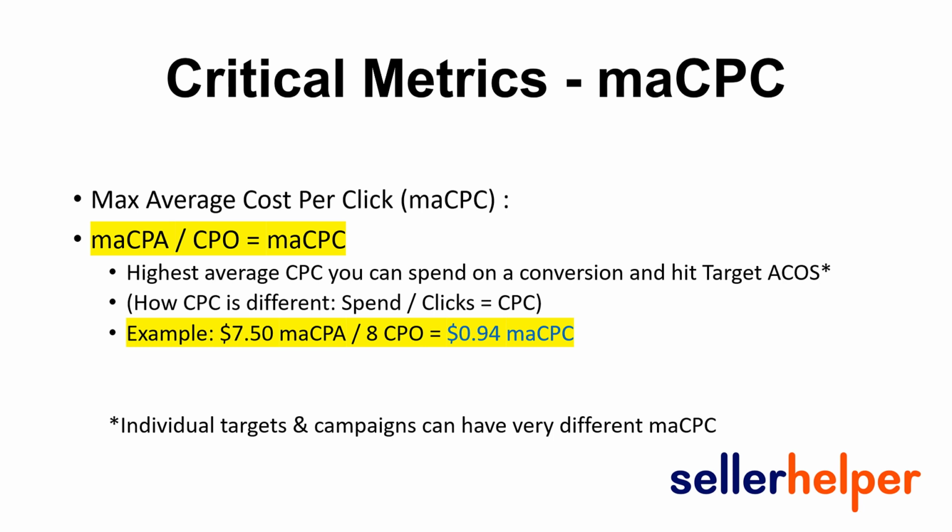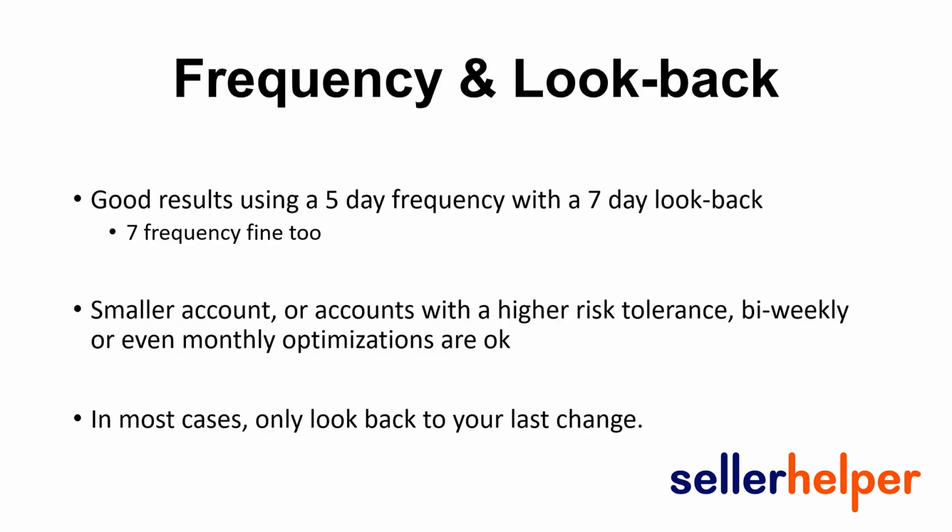This is different from cost per click in that cost per click is spend divided by clicks and tells you how much you are spending on clicks. What we're trying to discover is how much you can spend on clicks and hit your target ACoS. So the example here is if you have a $7.50 maximum average cost per acquisition and it takes 8 clicks per order, then your maximum average cost per click is 94 cents. Once again, it's important to remember that individual targets and campaigns can have very different maximum average cost per click.